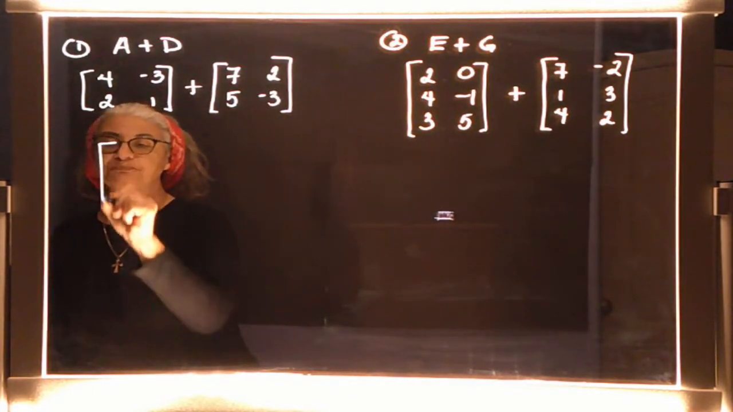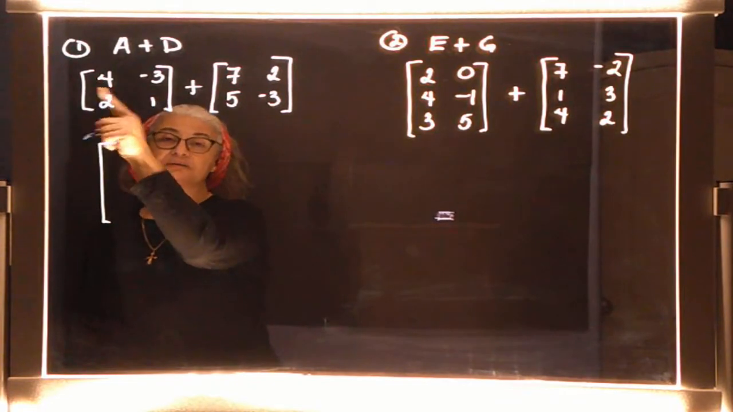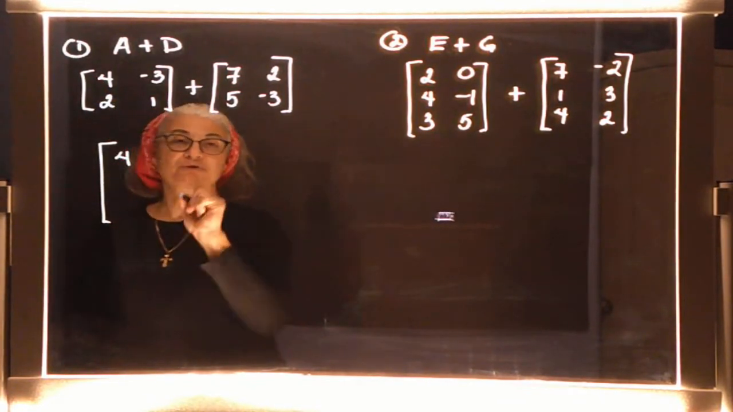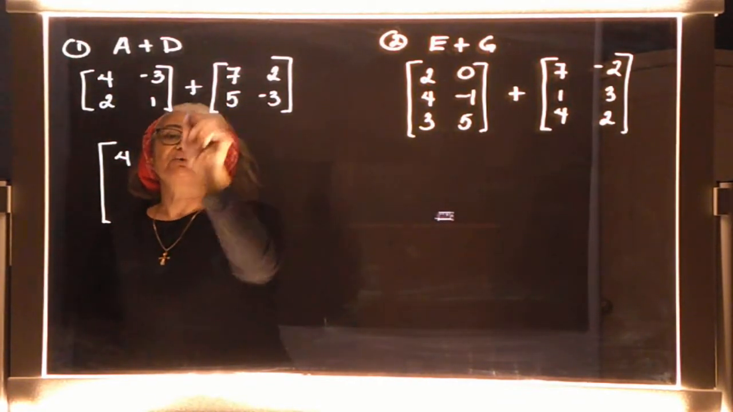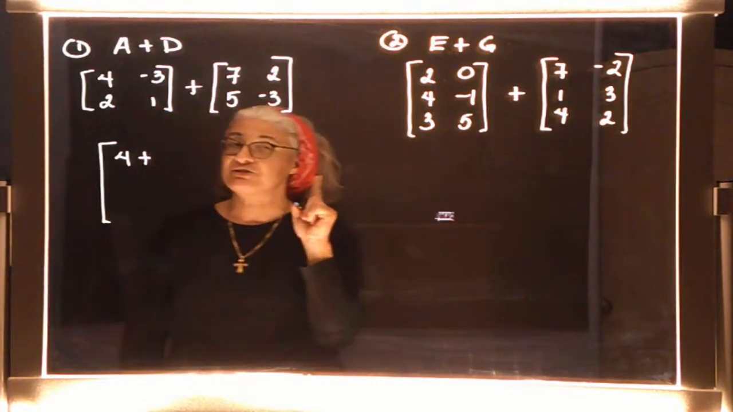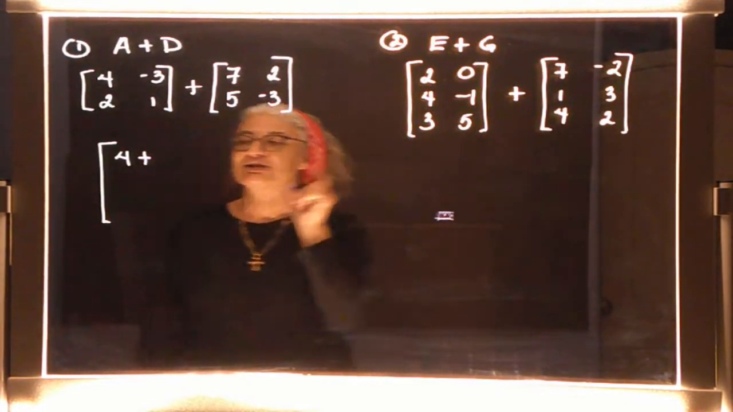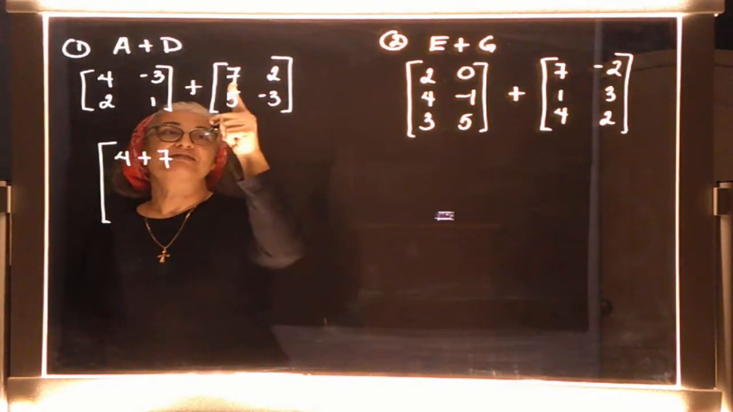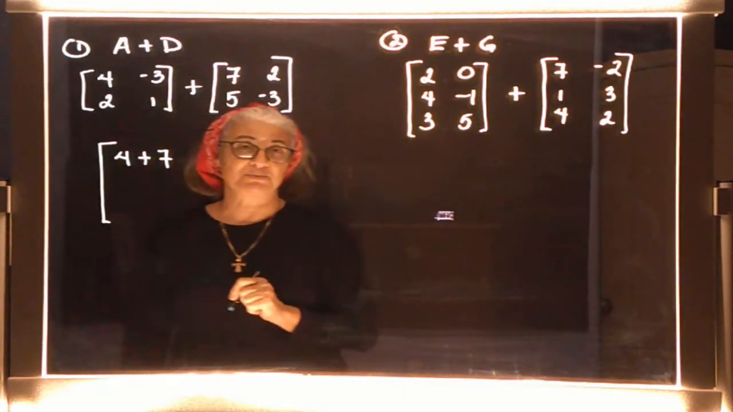So, 4 is in the first row, first column position. So, the only number I can add to it is, good, the 7, because it's also in the first row, first column position.